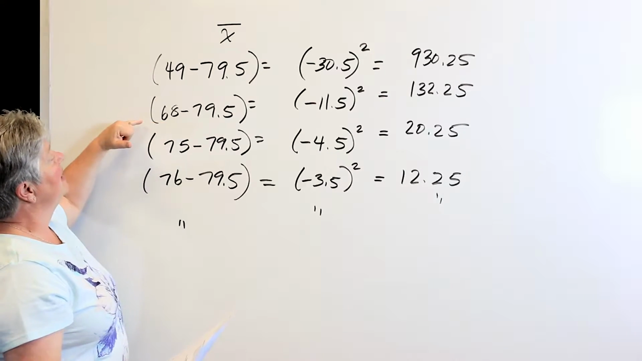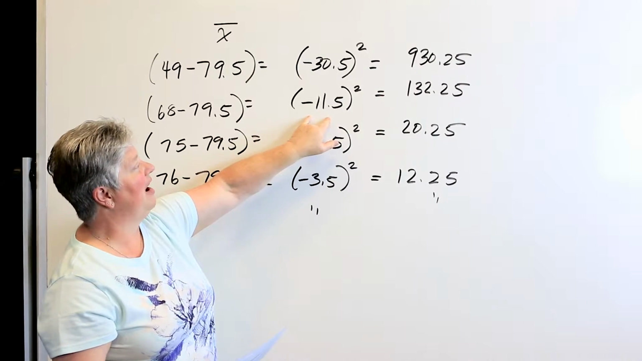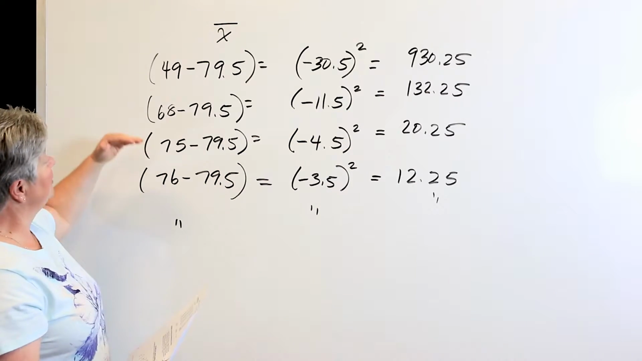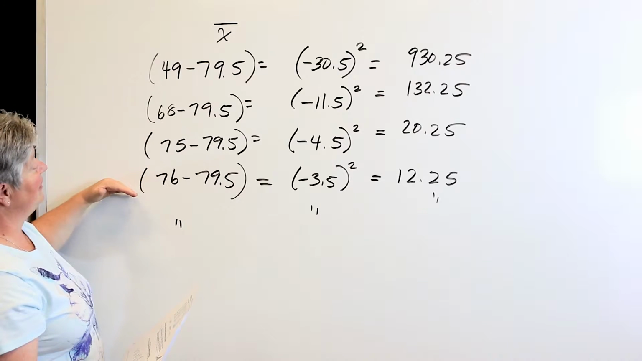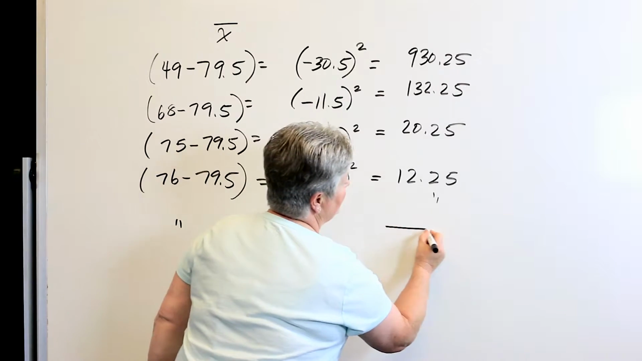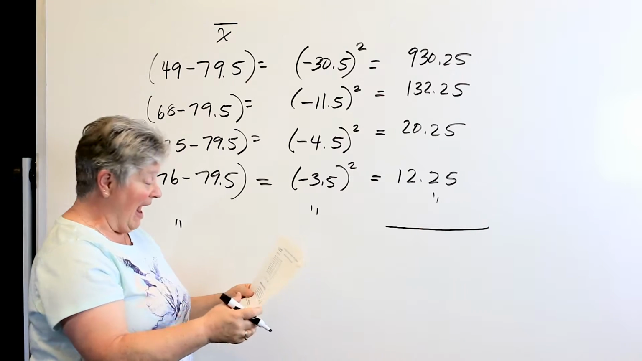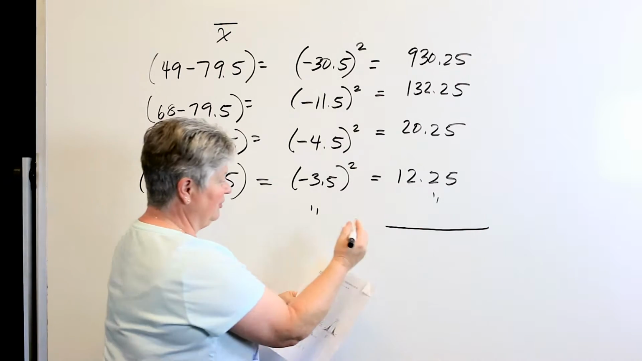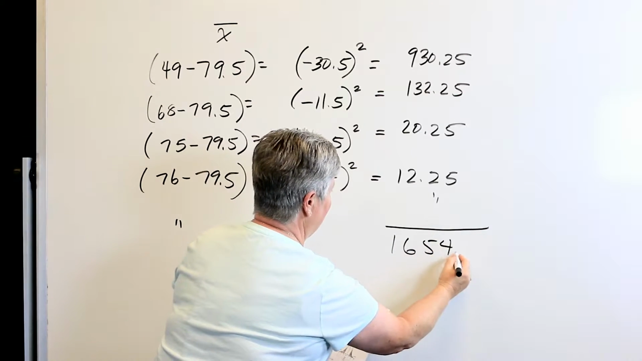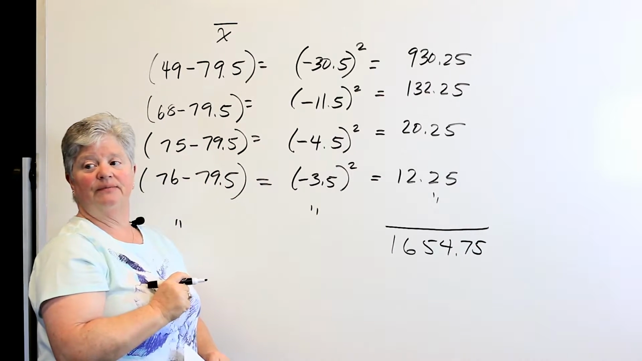We do the same thing with 68. So we're going to get the 68 minus this mean. That difference is negative 11.5. We'll square it, and we get 132.25. So see how we'll do that? We do that for 75, we do that for 76, so on down the way. So ultimately on this particular example, when we added all of the differences, you can just trust me on this, our sum was 1,654.75. That was the sum of all of our differences squared.